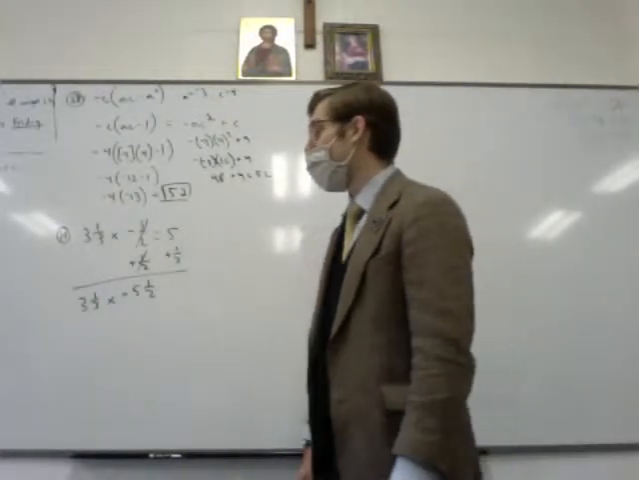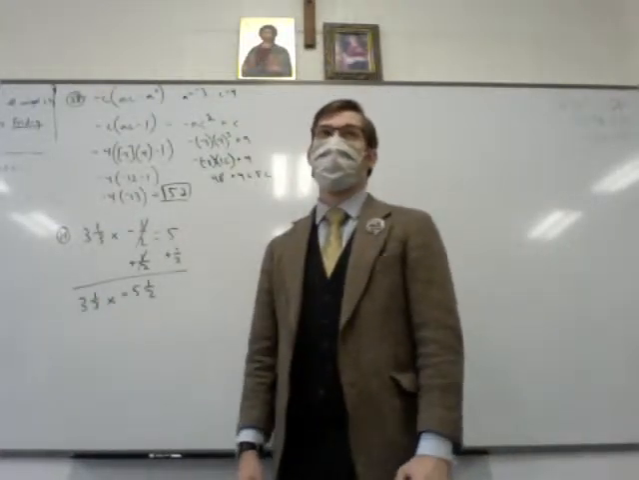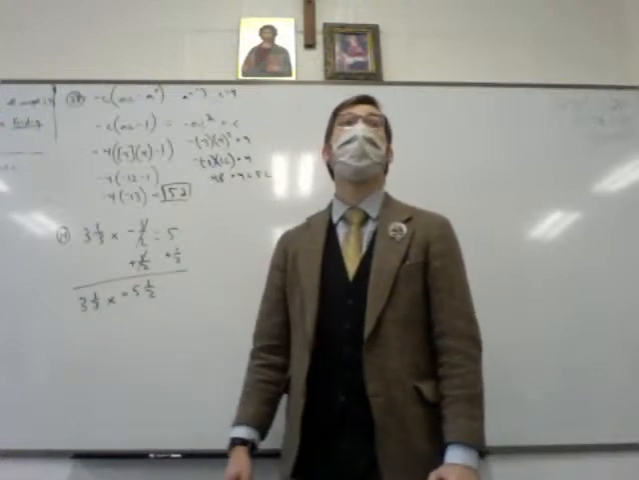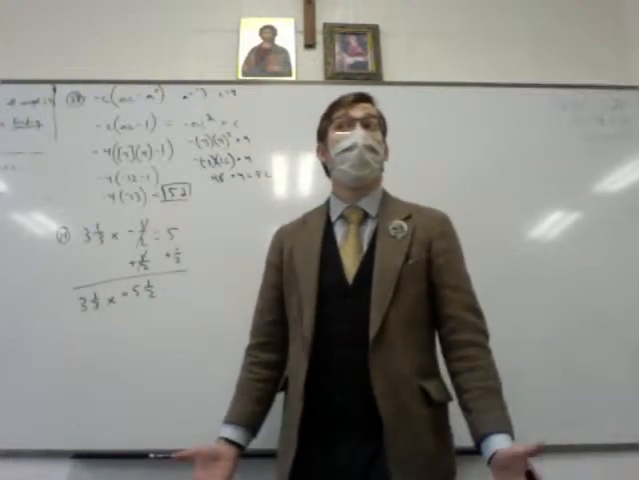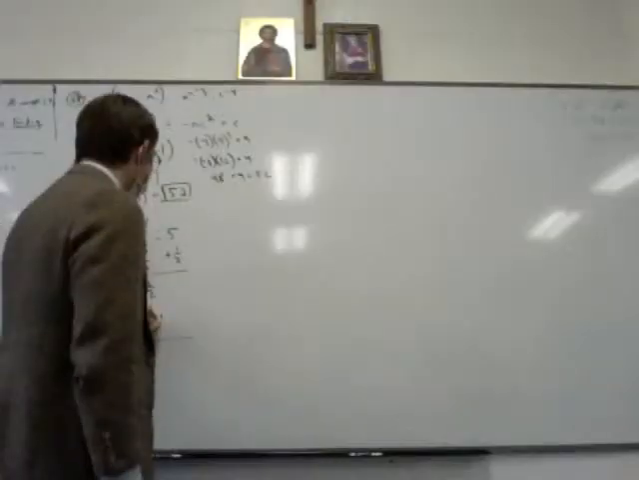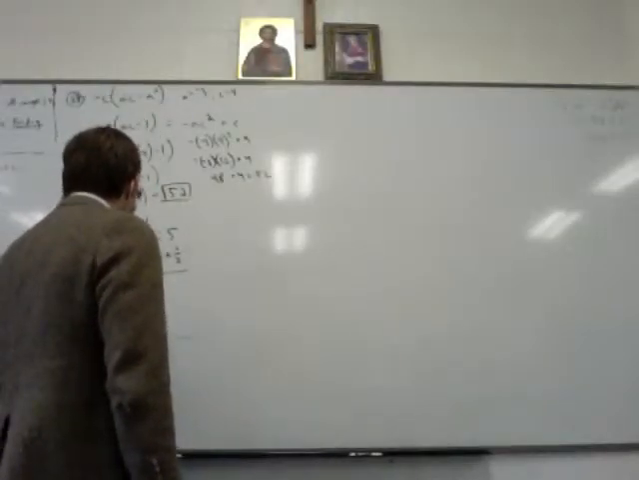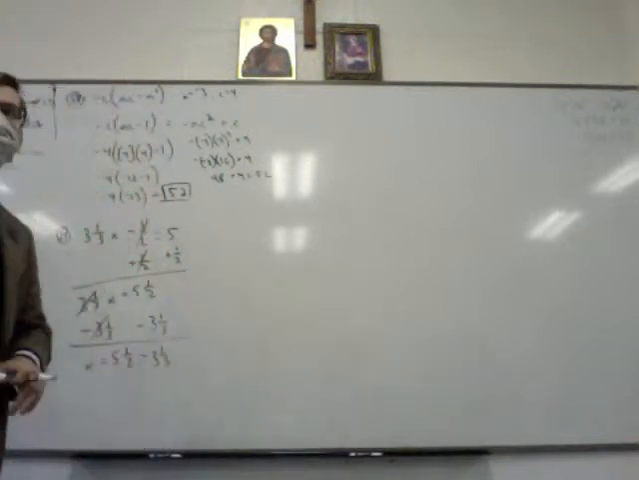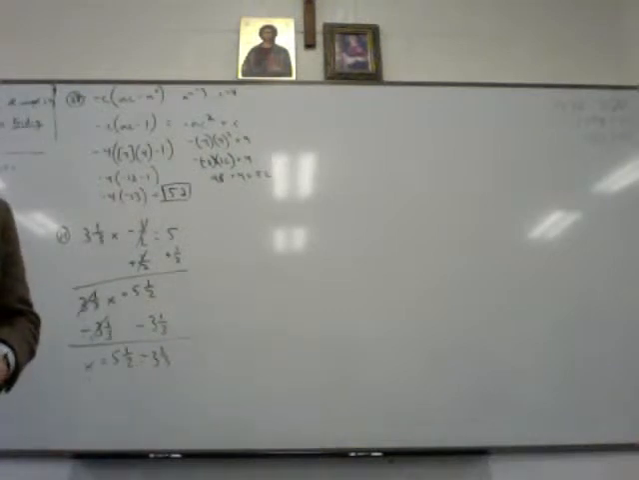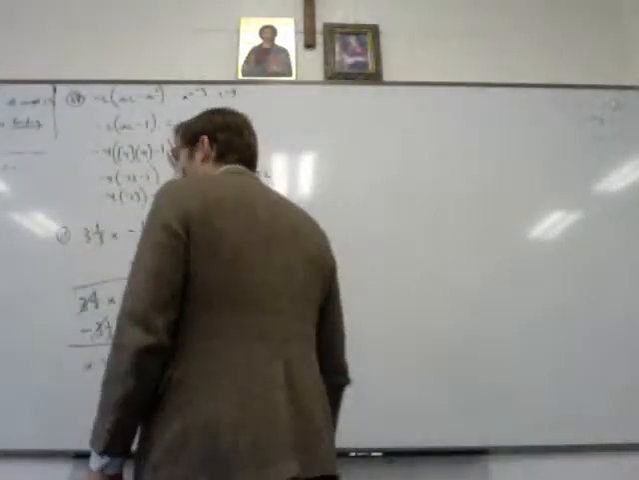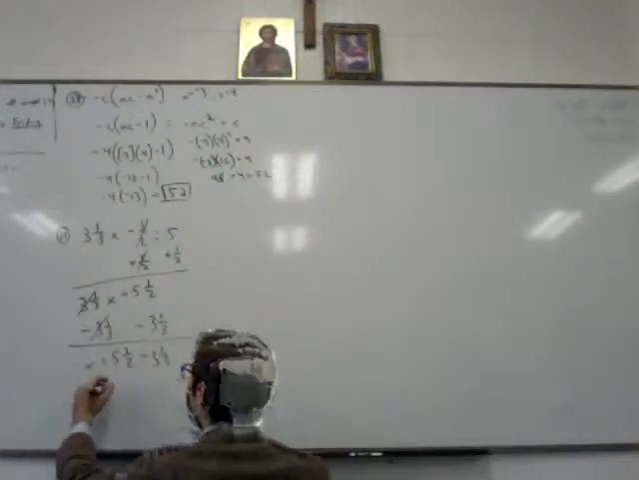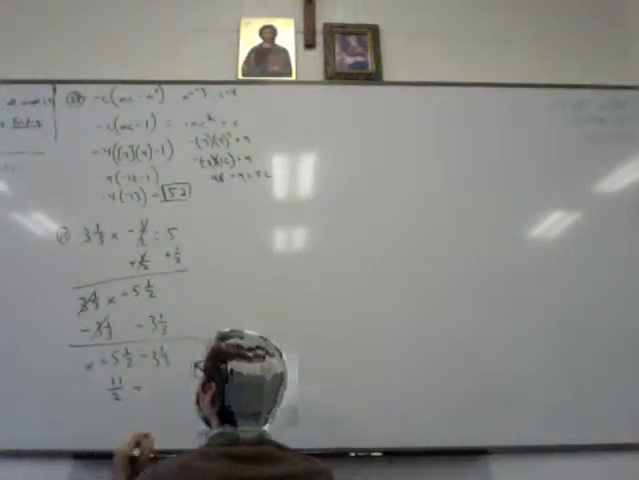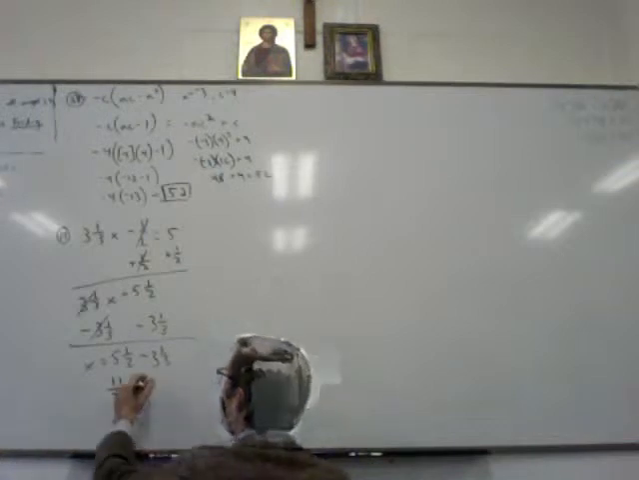Now what are we going to do to get this variable by itself? Divide by 3 1/3. So x is equal to 5 1/2 divided by 3 1/3. How do I divide two mixed numbers? We're going to have to change them to improper fractions first. 5 1/2 as an improper fraction is 11 over 2, and 3 1/3 is 10 over 3.